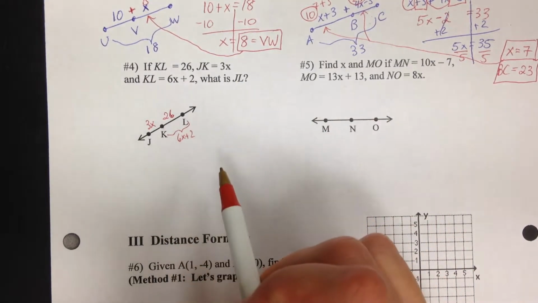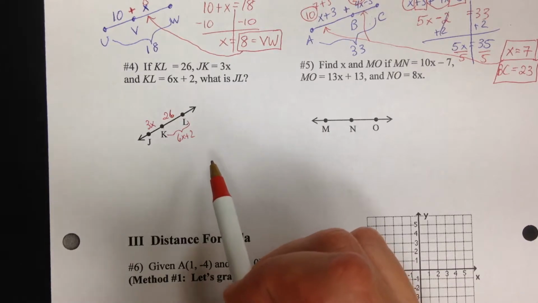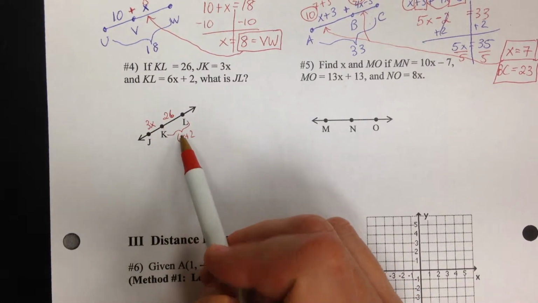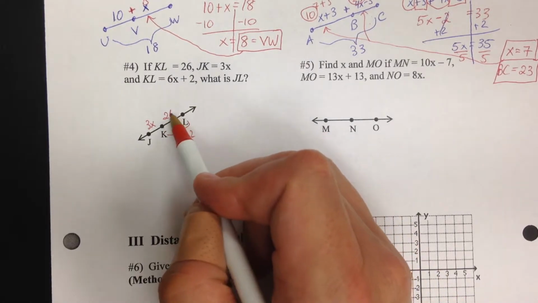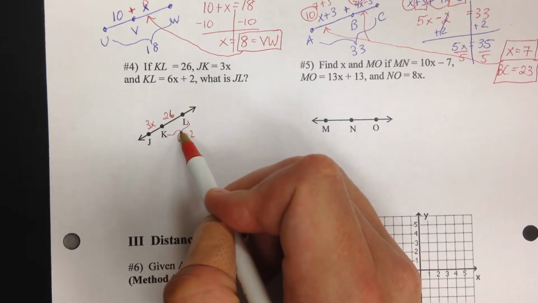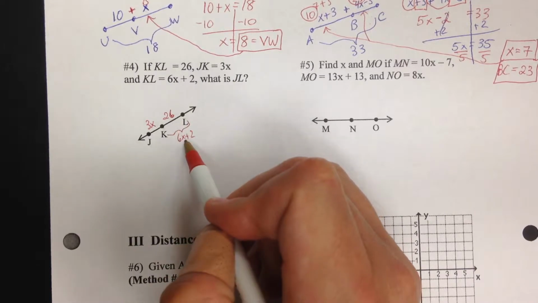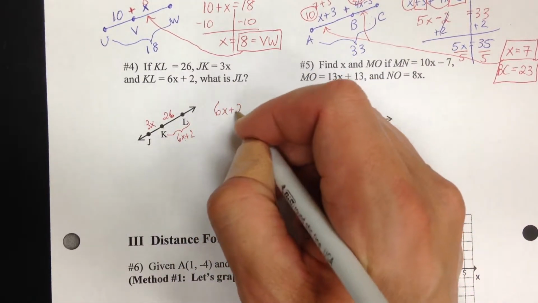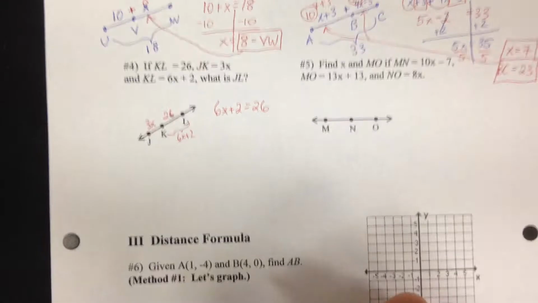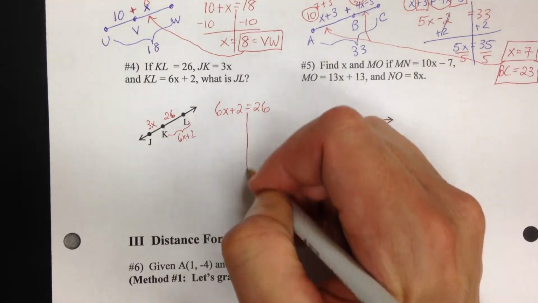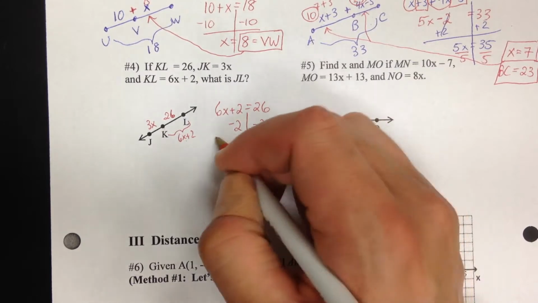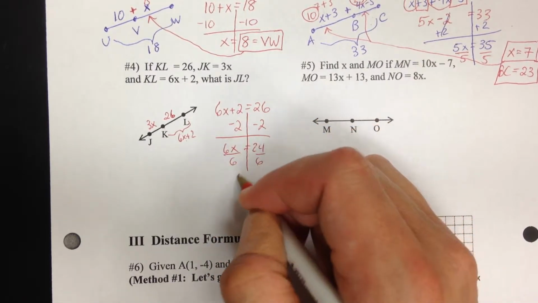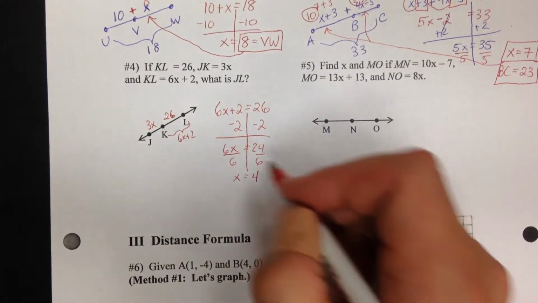Now, each of these problems can be a little bit different. So in this case, I am not going to add these yet. And the reason is that for KL, they give me two different expressions. They say it's 26 and 6x plus 2. So what I can do is set those equal to each other because they're for the same segment. So we'll move the constant, minus 2. 6x is 24. Divide by 6. X is equal to 4.